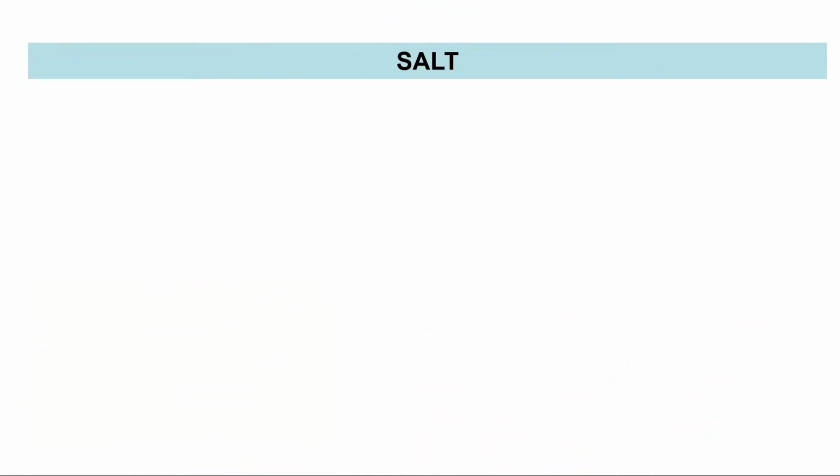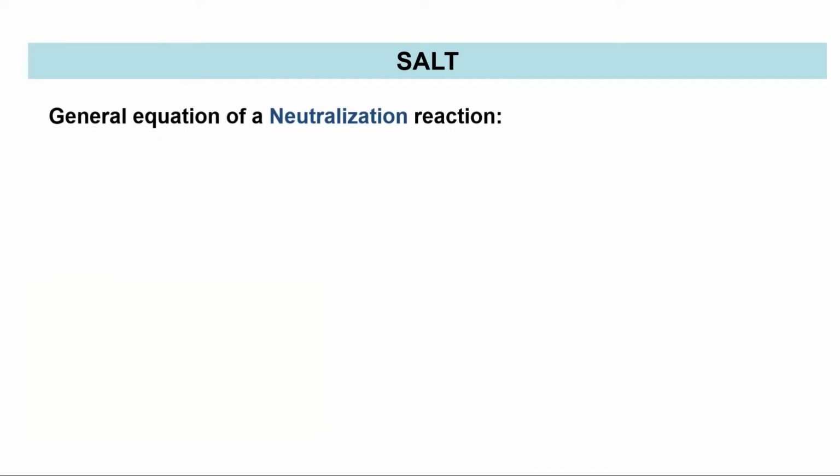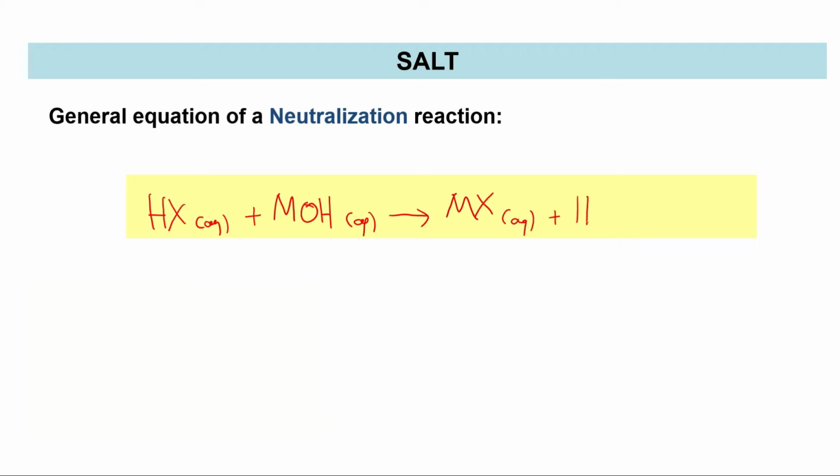So, how do we form a salt? Salt is formed from the neutralization reaction between an acid and a base. Consider a general equation of a neutralization reaction here. So let's say we have an acid HX aqueous react with MOH aqueous forms salt MX aqueous and water. Right? So since this salt is formed from a neutralization reaction, must it necessarily be neutral?